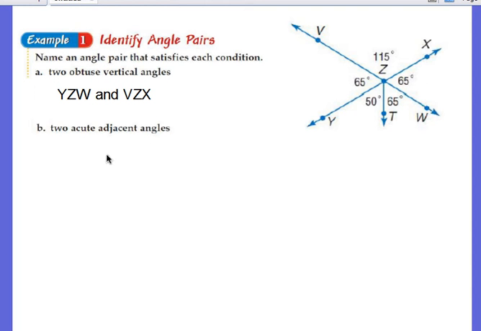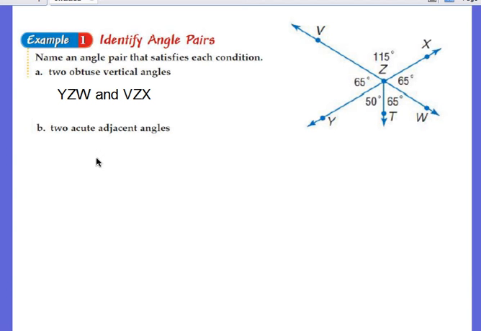Alright, two acute adjacent angles. Remember, adjacent means they got to share a vertex and a side. So technically we got options. We can name a couple actually. These two angles are acute, and per the definition they're also adjacent. These two angles are also acute, and per definition they're adjacent. Remember, adjacent means they have to share a vertex and a side. They basically overlap each other, they're next to each other.